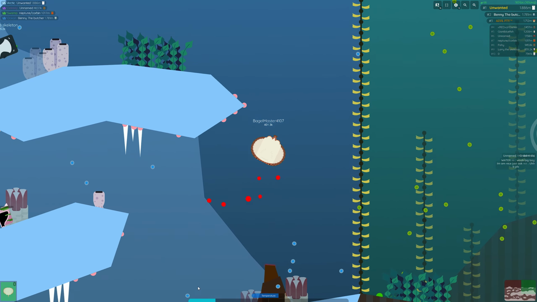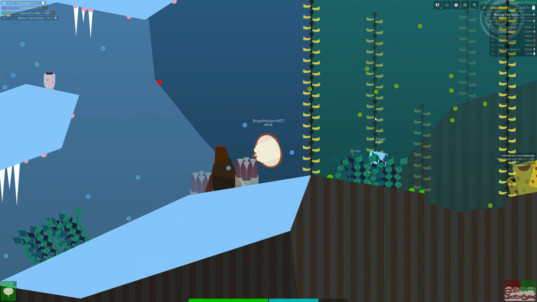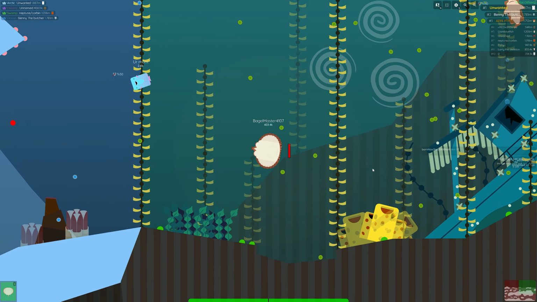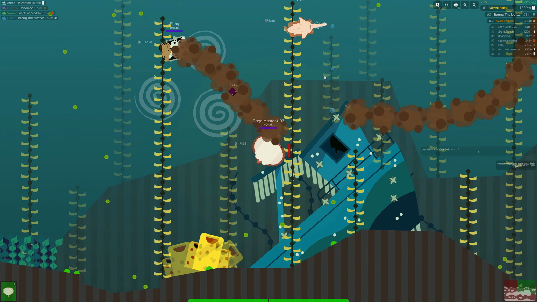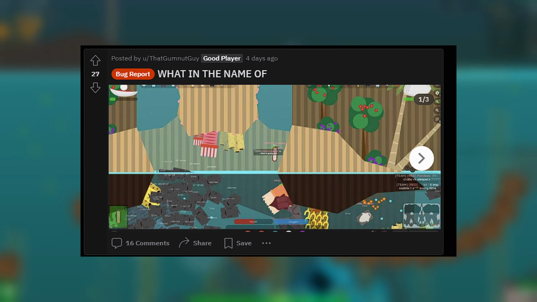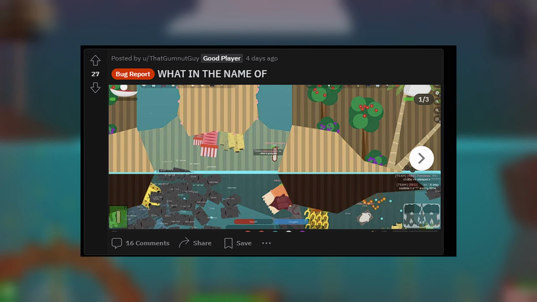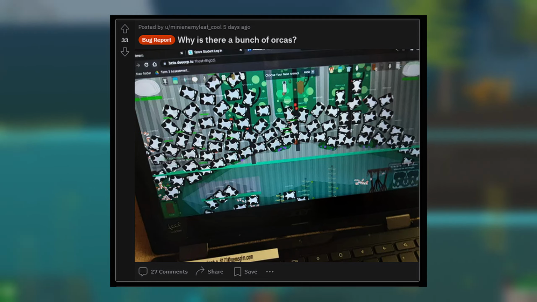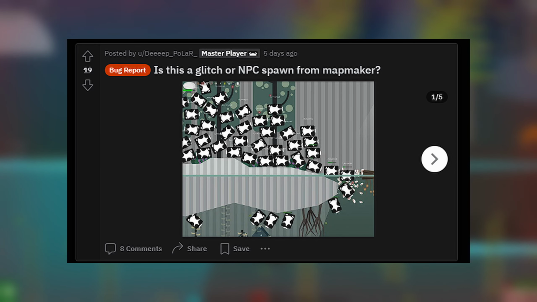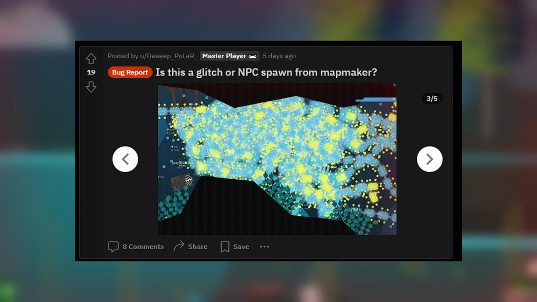Next, we have the odd news of strange clusters of AI animals being spawned pretty much right out of the sky. Posts all over the Reddit have been flooding in with reports of these strange happenings across Deeeepio, but they all shared one thing in common. It only happened on maps made by Emmy. Was this some sort of glitch?